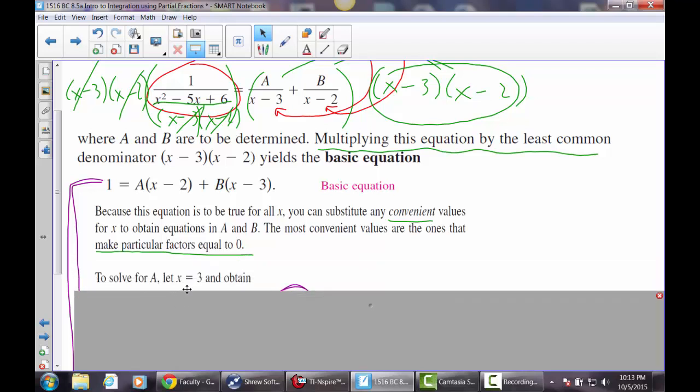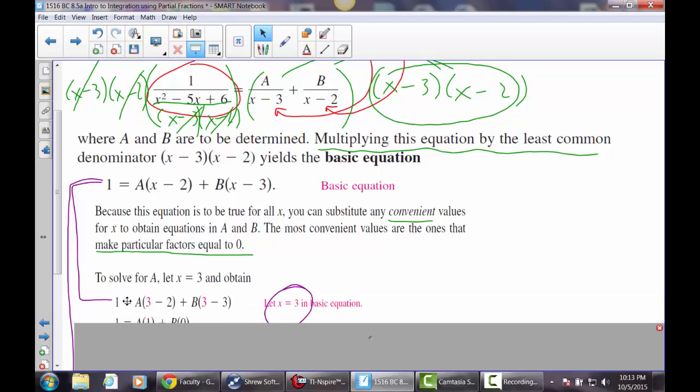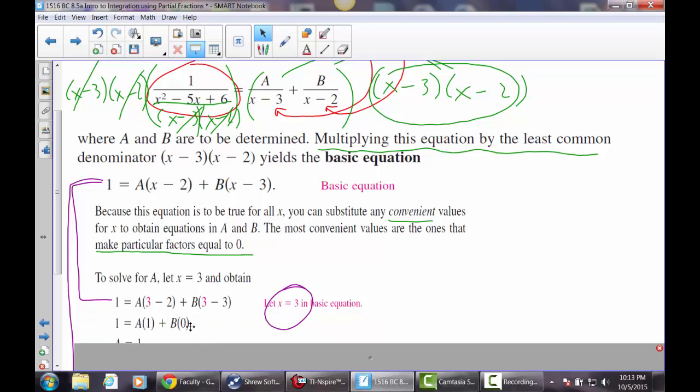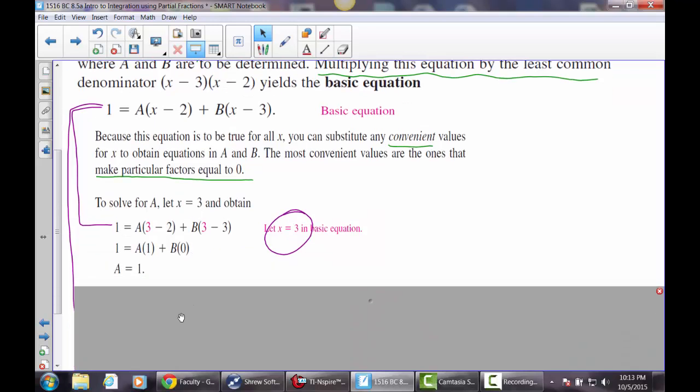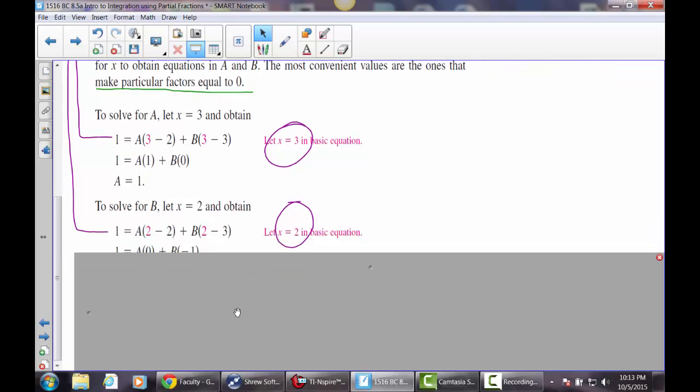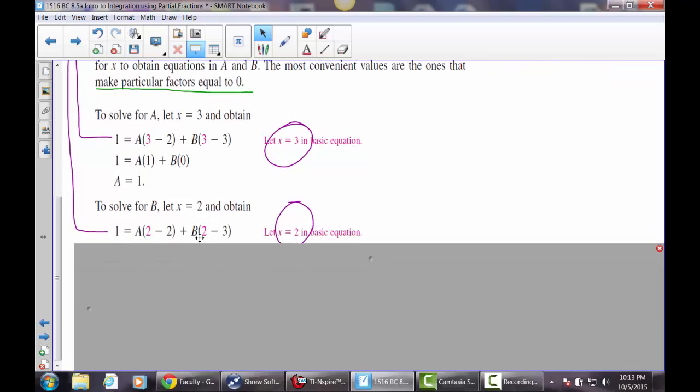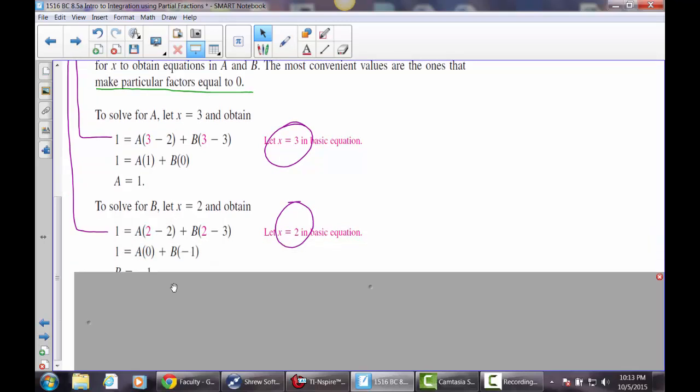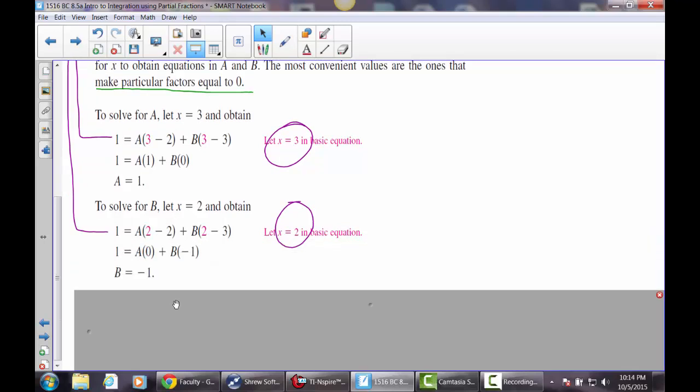So, the first thing I'll do is I'll let x equal 3. That'll give me, on the left side, I still have 1. I have a times 3 minus 2 plus b times 3 minus 3. That'll give me a equals 1. Now I have a. I can do the same thing to find b. I'll let the factor attached to a go to 0 by letting x equal 2. So when I do that, left side and right side, I replace the x's by 2. This whole thing disappears, and I'm left with b equals negative 1.